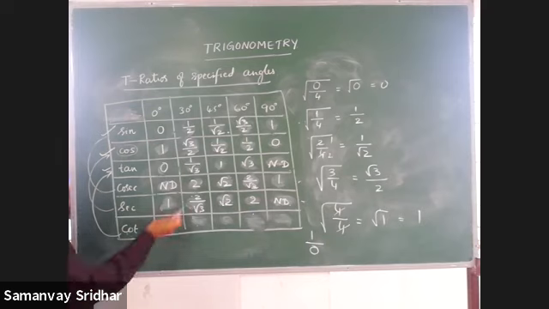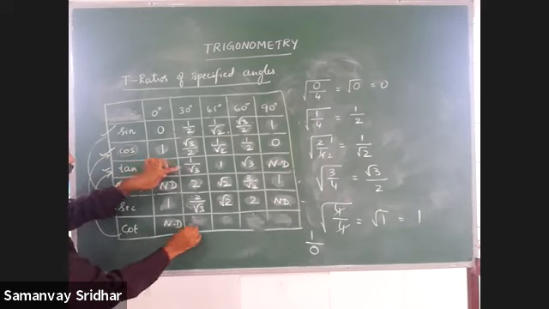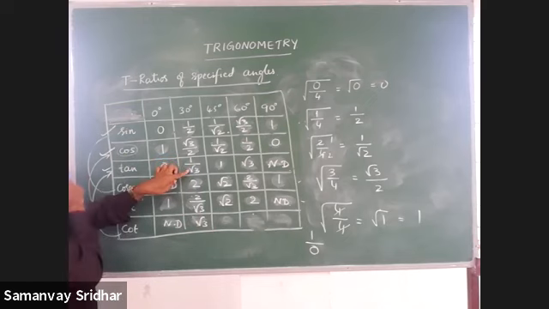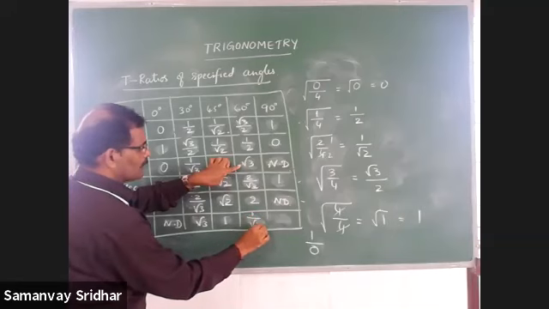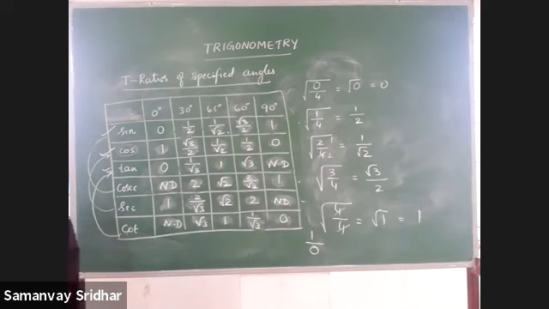Similarly, for cot, you write in the reverse order of tan. Not defined, then the reciprocal of 0 is not defined. Then 1 by root 3, because cot theta is equal to 1 by tan theta. 1, 1, root 3, 1 by root 3. Not defined, reciprocal is 0. Again, completed, using a different technique that I used. Right?